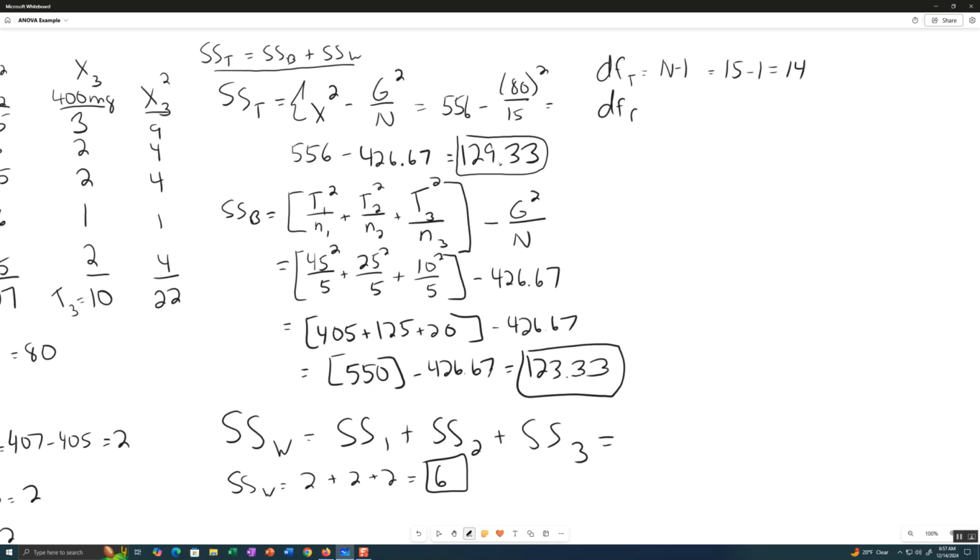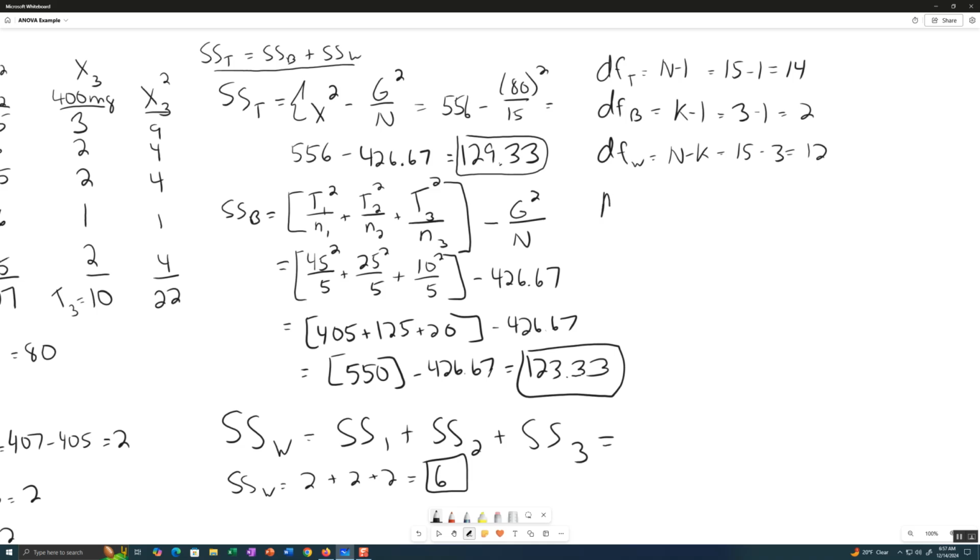Degrees of freedom between is n minus, sorry, made a mistake there. Let me erase that. Degrees of freedom between is k minus 1, where k is the number of groups. We have 3 groups. Minus 1 gives us 2. And the degrees of freedom within is n minus k. That's 15 minus 3 groups, which gives me 12. And as you can see, 12 plus 2 add up to 14. So I have my degrees of freedom.